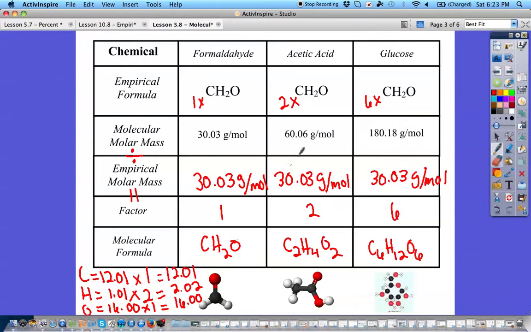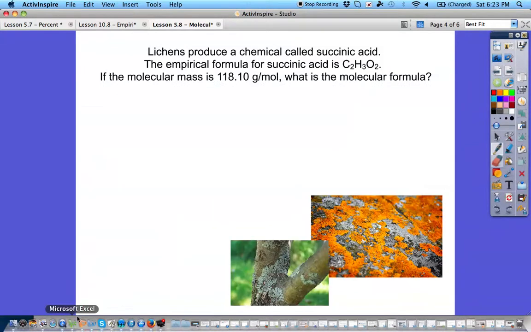Okay. So we have a couple more examples here to try. This problem tells us that lichens produce a chemical called succinic acid, and the empirical formula for succinic acid is C2H3O2. If the molecular molar mass is 118.10 grams per mole, what is the molecular formula? So we need to find our empirical formula molar mass.